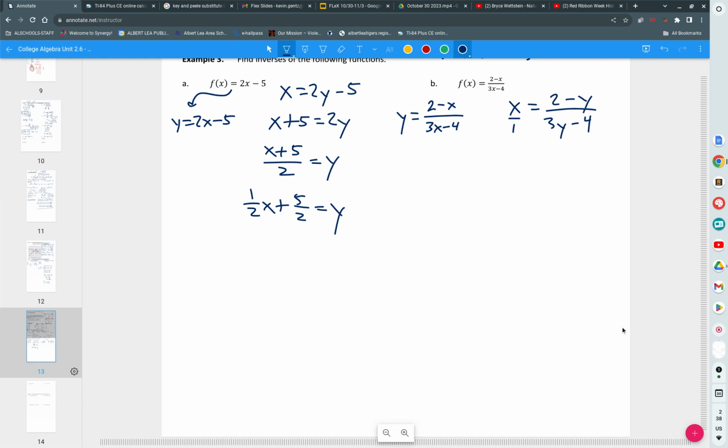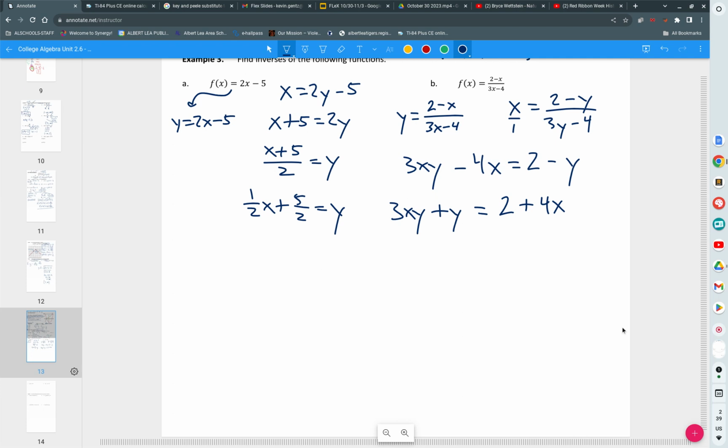You cross multiply. X times 3y is 3xy. X times 4 is 4x. And then 2 minus y times 1 is 2 minus y. Now what? Get the y's on one side, factor them out. Excellent. Gather the y's all on one side. 3xy plus y is equal to 2 plus 4x.